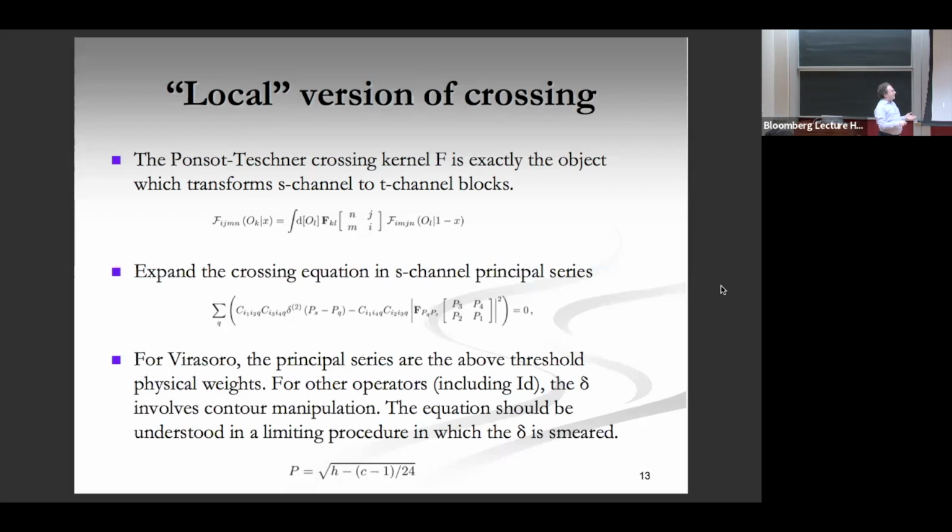We can expand it in terms of the S-channel principal series. So if we take S-channel blocks and expand them in terms of S-channel blocks, we get a delta function. And if we take T-channel blocks and expand them in terms of S-channel blocks, we get this crossing curve.